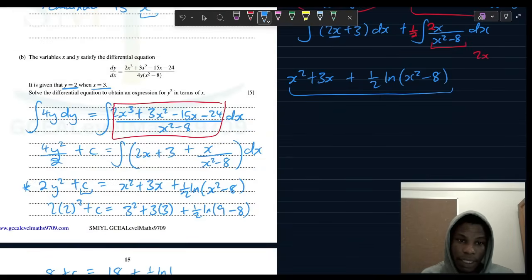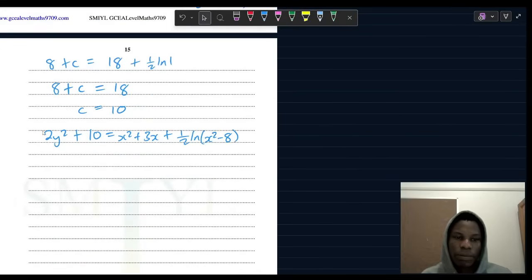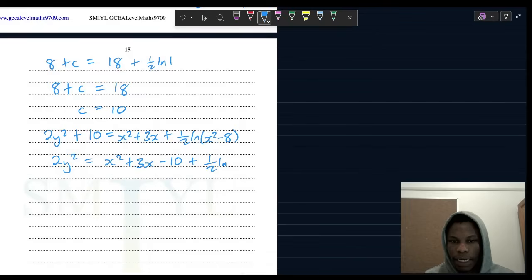And they specified that they want an expression for y squared in terms of x. So they want us to make y squared the subject of the formula. So this becomes 2y squared is equal to, we have to move the 10 to the other side. So x squared plus 3x minus 10 plus a half ln x squared minus 8. Then divide through by 2.